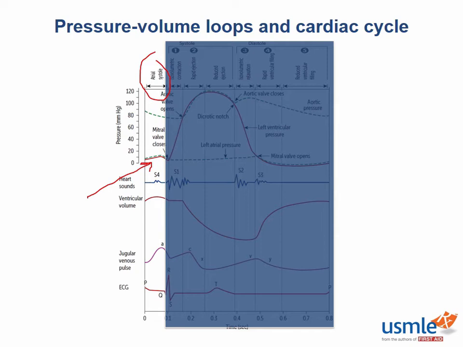We can see that this corresponds nicely with the depolarization, the P wave, that is necessary to cause atrial contraction. You can see here that the ventricular volume curve goes up slightly as the blood is moved from the atrium to the ventricles in atrial systole. So now let's look at the jugular venous pulse, or the jugular venous curve. How does this correlate to the A wave in the jugular venous tracing?